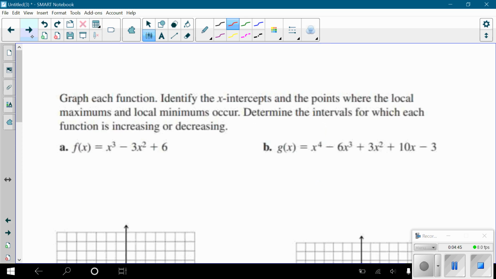Okay, now to the calculator stuff, the core stuff. So again, we've done this, but I want to reiterate it. I want to graph this function using our graphing calculator. I want to identify x-intercepts, local maximums, local minimums, and determine where it's increasing and decreasing, those intervals. Okay, got to have your graphing calculator, grab it real quick and graph this guy, please.